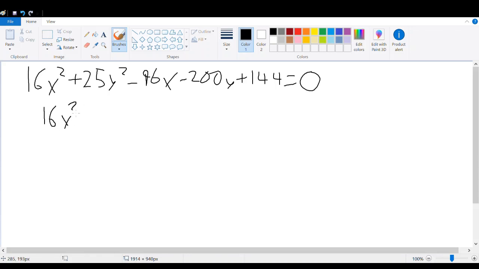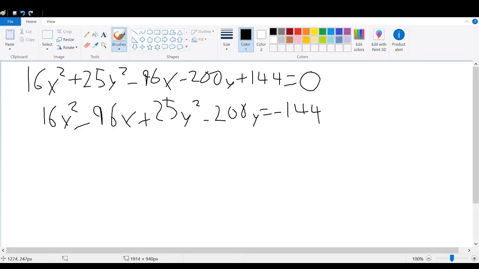That was a joke. We're going to rewrite this into a more convenient form, 96x. I'm going to move the constant over to the side with the not variables, plus 25y squared minus 200y equals negative 144. Okay, so now 96 is divisible by 16. We're happy. We're happy campers.